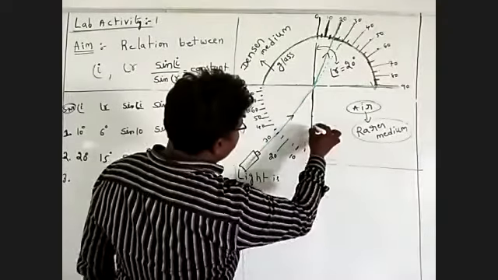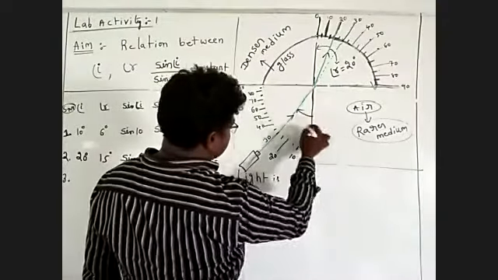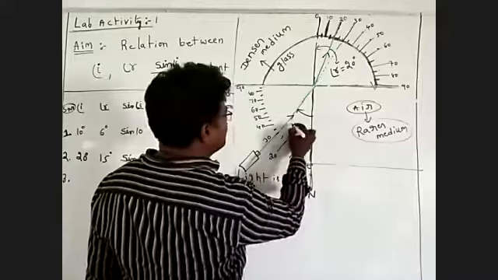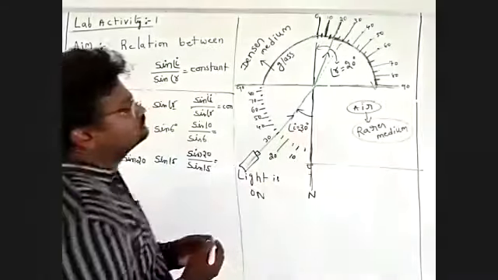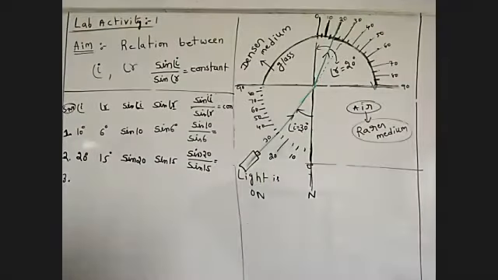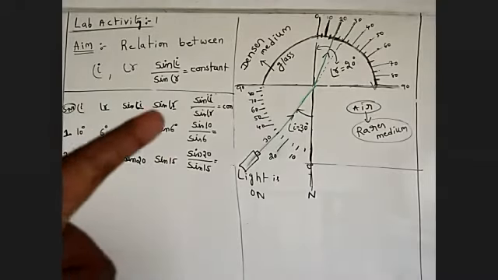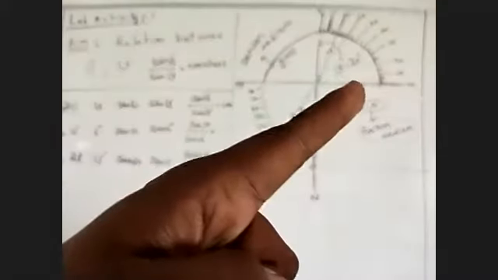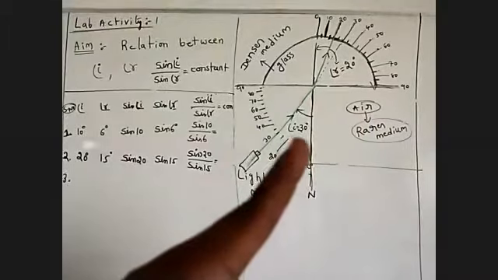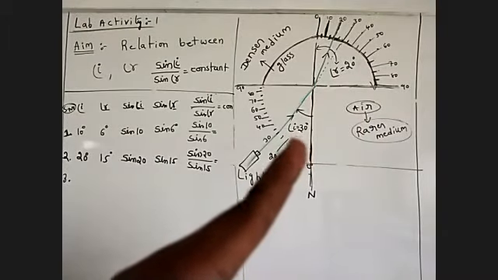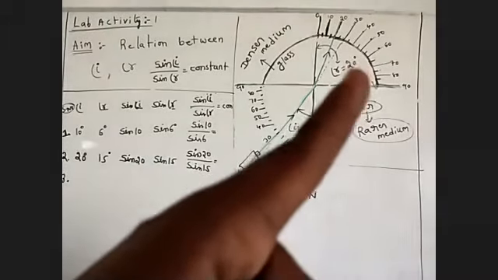Now we will see from here to here is the angle. From here to here, angle of I is equal to 30 degrees. Now we will see what will happen. Angle of I is equal to 30 degrees, angle of R is equal to 20 degrees.